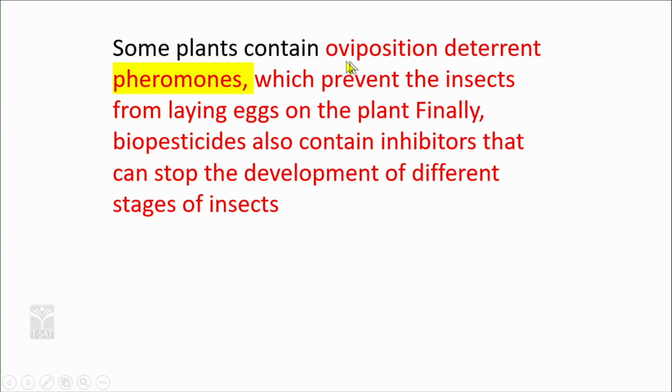Some plants contain oviposition deterrent pheromone. They release certain chemicals which do not allow the insect to lay eggs on the plant, so that the insects or pests will not reproduce and proliferate, causing harm to the plants.